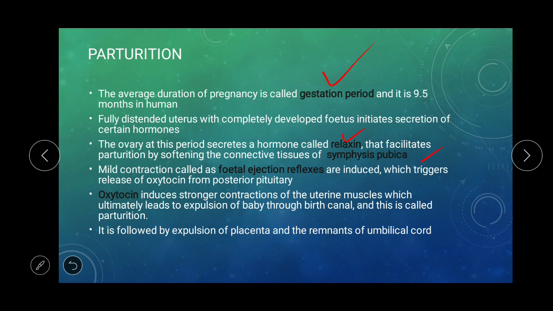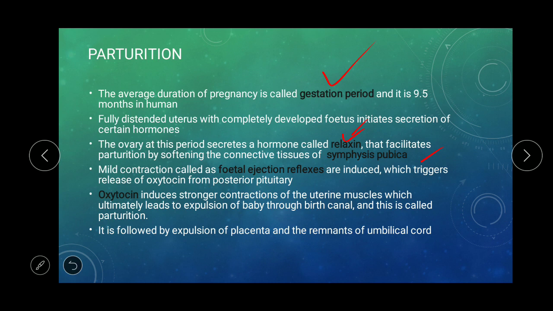symphysis pubica. So the symphysis pubica is the tissue at the end of the uterus, near the cervix and vagina. This symphysis pubica becomes softened under the influence of the relaxin hormone, that is, the loosening or softening of the connective tissues of the symphysis pubica. After that, mild contractions are produced, which is called the fetal ejection reflex.